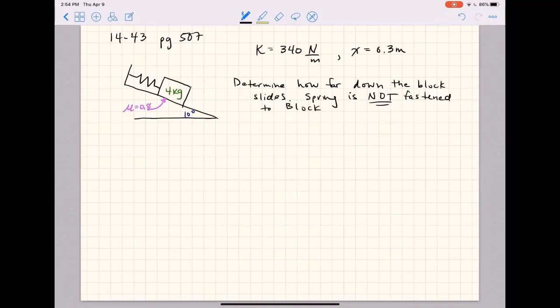And that certainly does make a difference, because if that's attached, then when you let this go, as it goes down, all that energy isn't just going into moving that block. A lot of that energy is going into stretching the spring, right? So you have to think about those two different states.